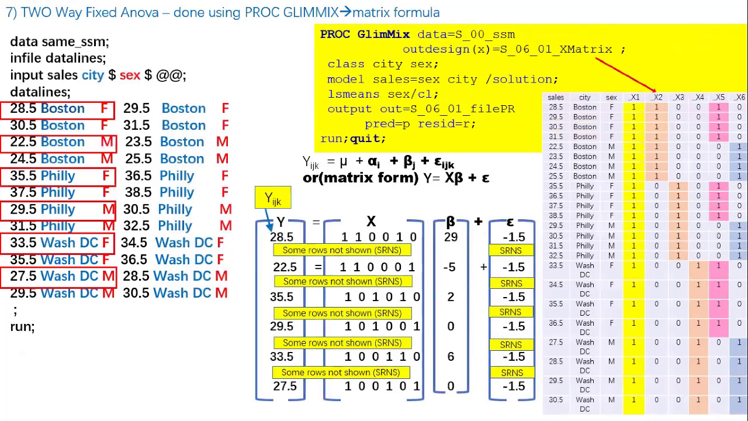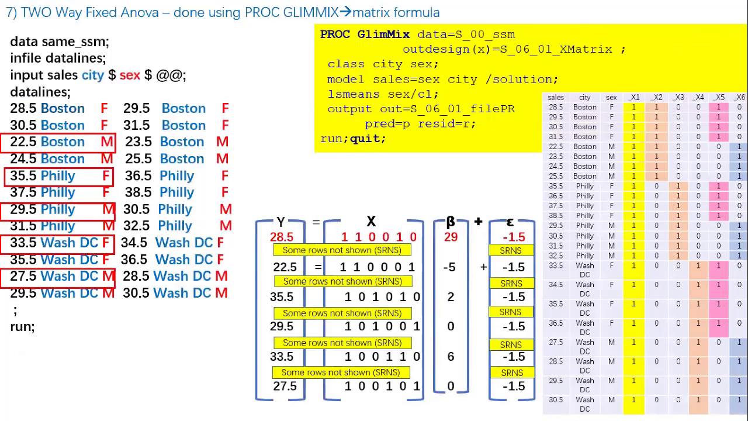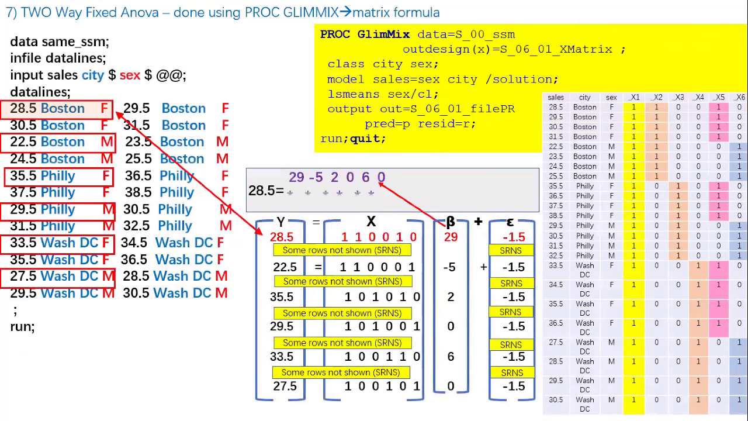This is our dependent variable. And this is an intercept for the X matrix. And this city variable. And this sex variable. For example, the first observation is Boston, male, and the value is 28.5. So we use the matrix formula. And then we get the predicted value, 30. So the error is negative 1.5.